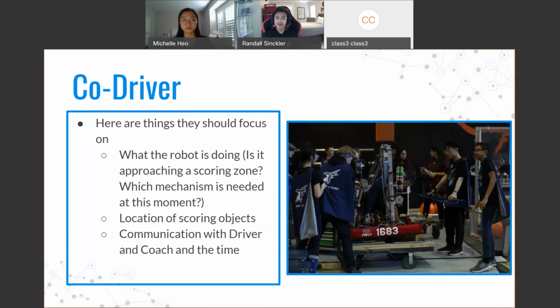So the co-driver has very similar responsibilities in the sense that both the driver and co-driver are focused on the robot. The co-driver should be focused on what the robot is doing, like is it approaching a scoring zone, what mechanism is needed in that zone, etc. Locating scoring objects for the driver to go towards is also important, as well as communicating with the rest of the drive team. Like all the drive team should be doing, the co-driver should also keep an eye on the time.